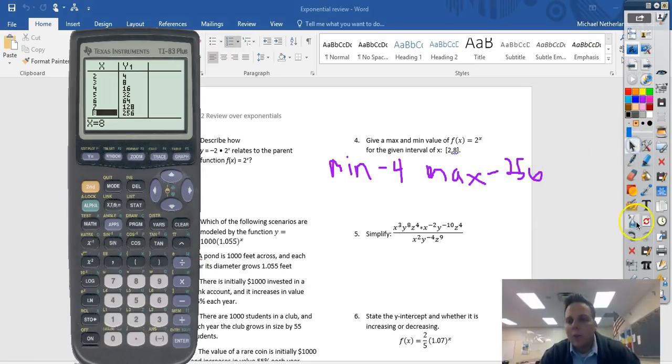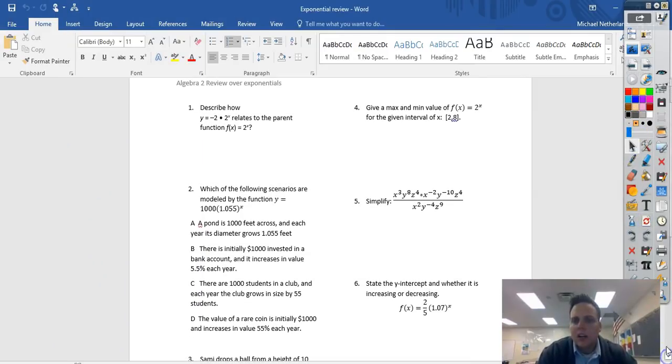All right. Number 5. Number 5 is probably the hardest problem on here. It says simplify. Okay, as I told you guys several times, the way I do this is I simplify the numerator, I simplify the denominator, then I simplify them together. Alright, so when I look at the numerator, I see x to the third, x to the negative 2. I'm going to add those together and get x to the first.